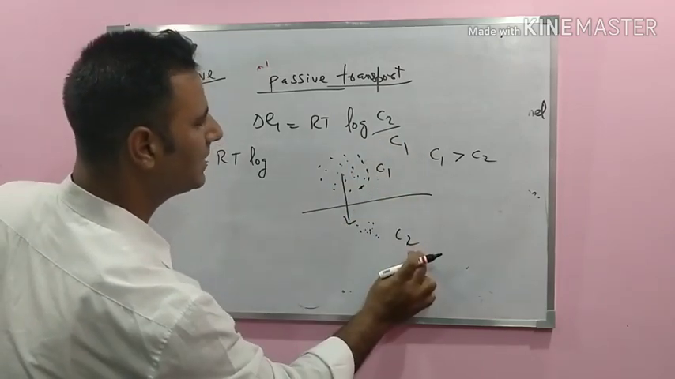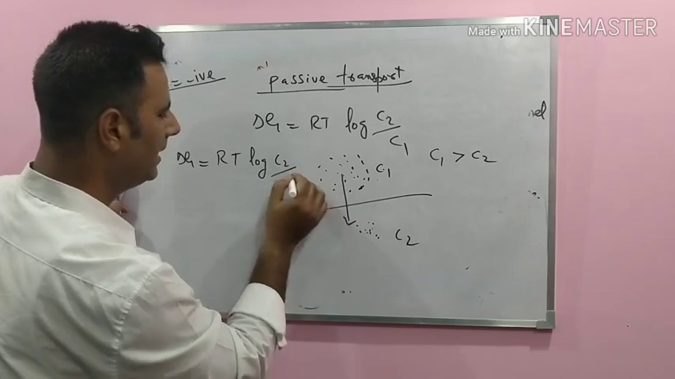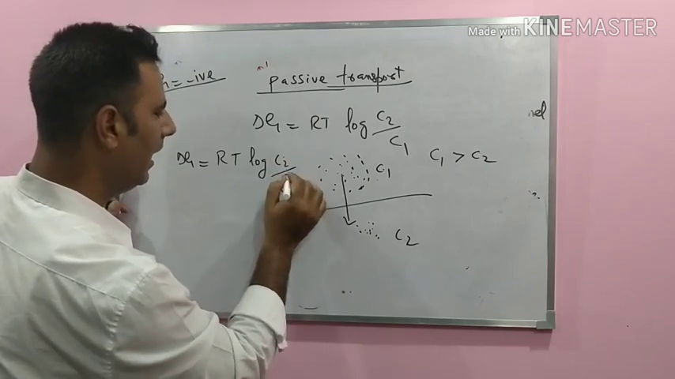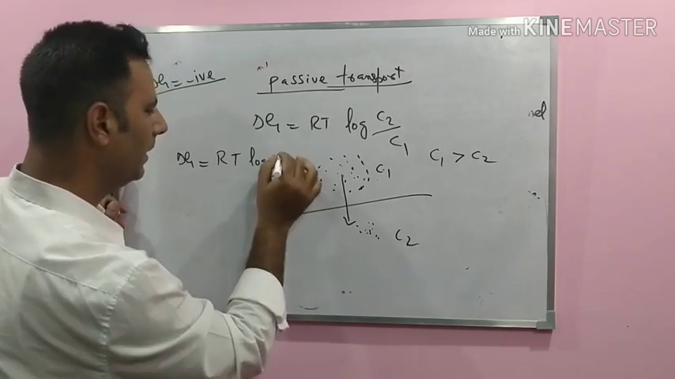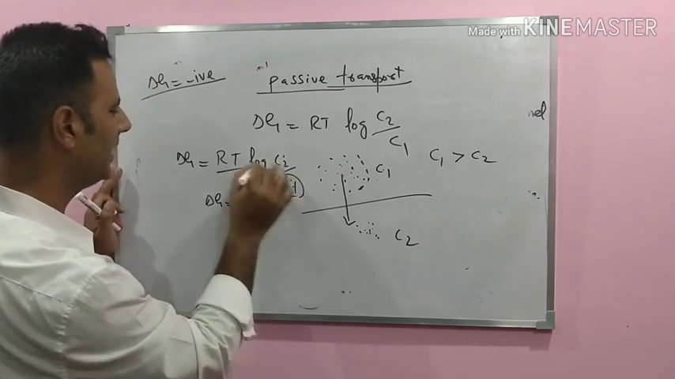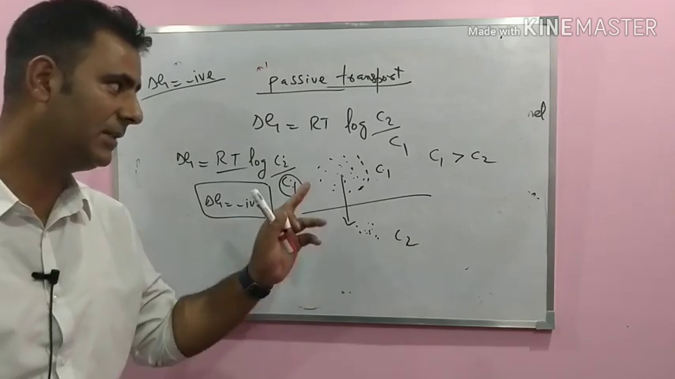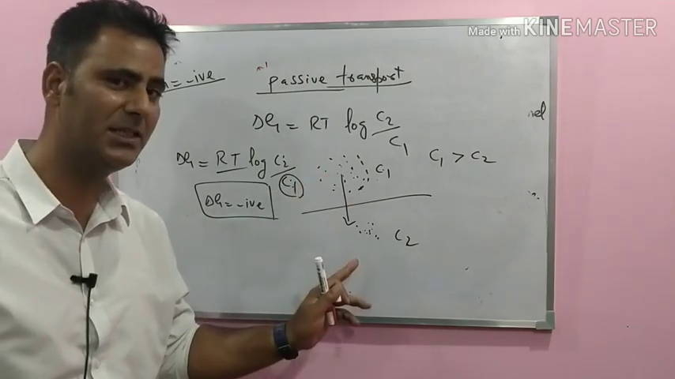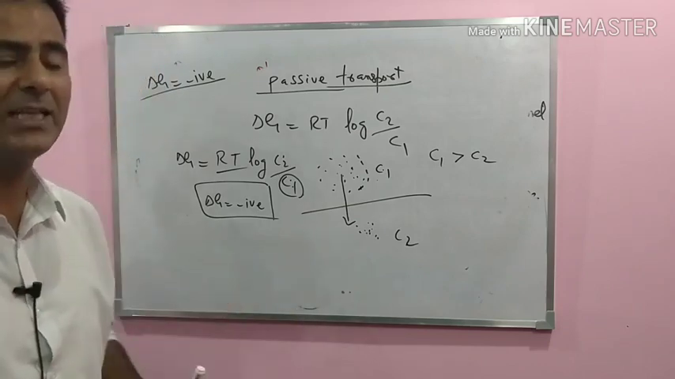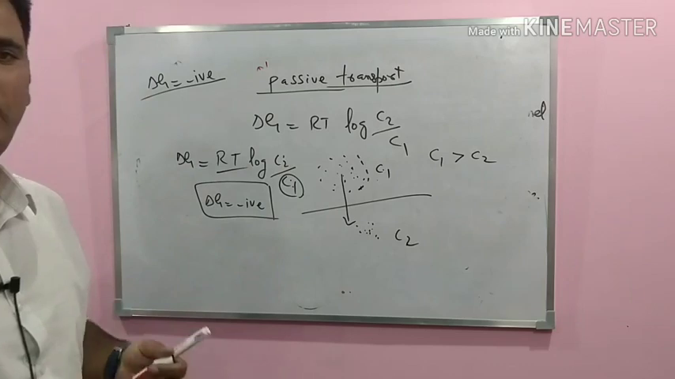C1 is higher, C2 is lesser. Log of lesser by higher is negative. Delta G comes out to be negative because R and T are constant. So this is a spontaneous process, and things will move from an area of higher concentration to lower concentration, which is well explained by the principles of thermodynamics. That's all about passive transport.